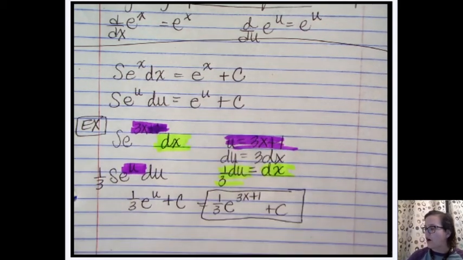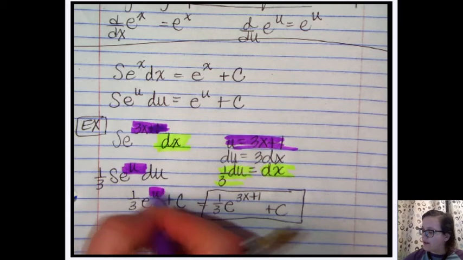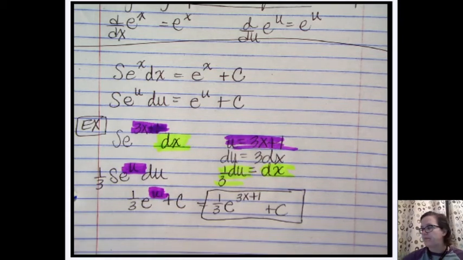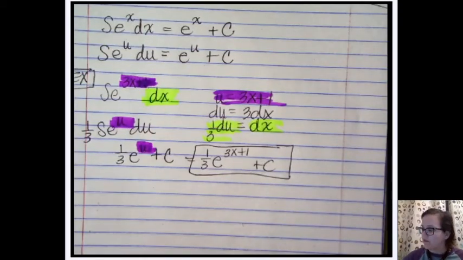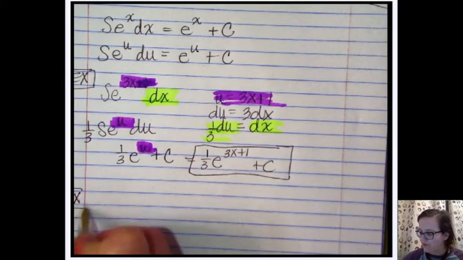And we are through. So it's just going to be picking out what u is, integrating it as e, and then replacing u. It's just a substitution game, pretty straightforward.